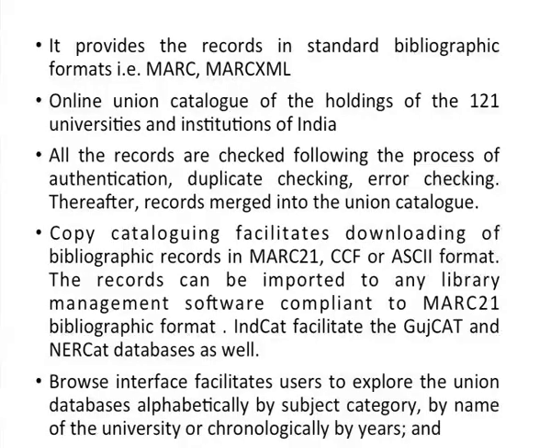Now, we talk about the union catalog in India. IndCat is one such initiative which was started by the INFLIBNET Centre, an autonomous center of the UGC, and it provides records in standard bibliographic format, that is MARC and MARC XML. It is an online union catalog of the holdings of 121 universities and institutions across India, and all the records are checked following the process of authentication, duplicate checking and error checking, and therefore records are merged into the union catalog.